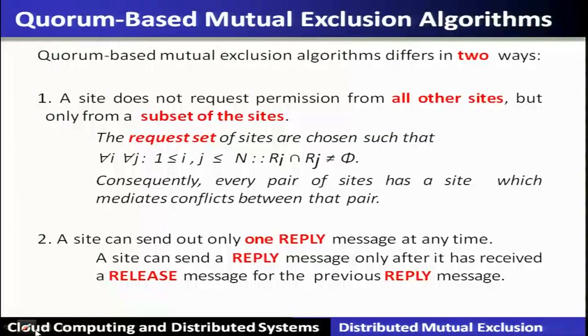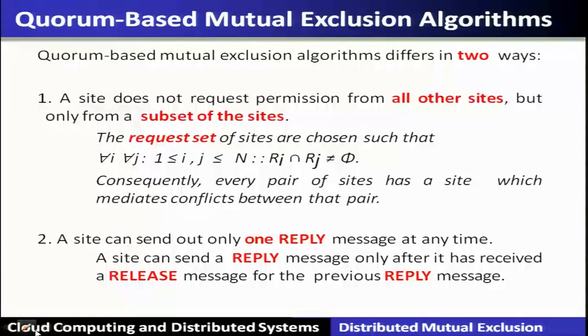Quorum-based mutual exclusion algorithms differ from the previously discussed algorithms in two ways. The first is that the site does not request permission from all other sites, but only from a subset of sites, which is called a quorum. The request sets of the sites are chosen to follow the intersection property. That is, the request sets of sites i and j, if we take the intersection, will be non-null. Why? Because there must exist a site between these two request sets which mediates the conflict between the two.